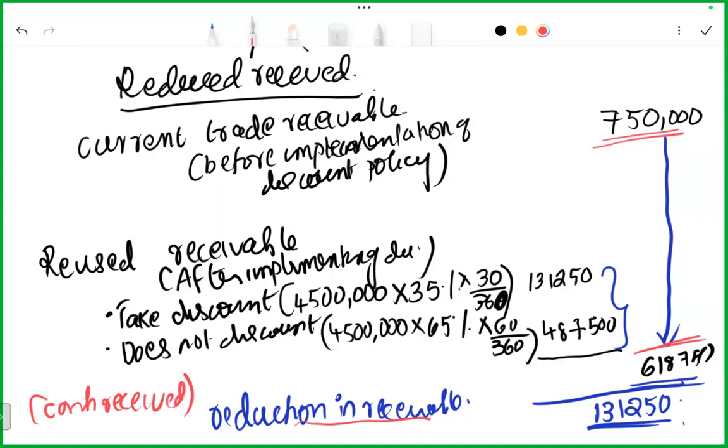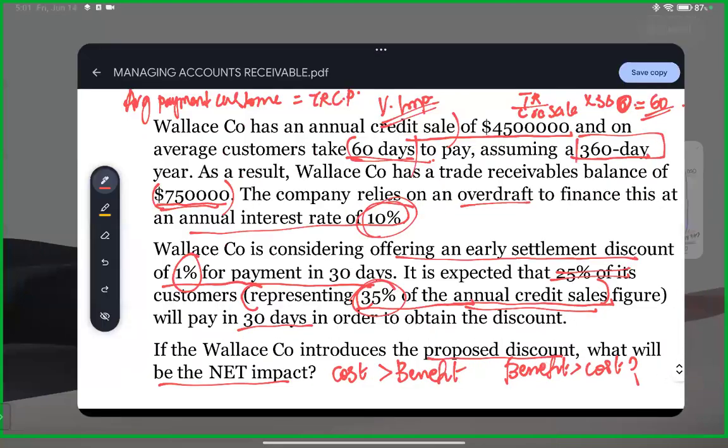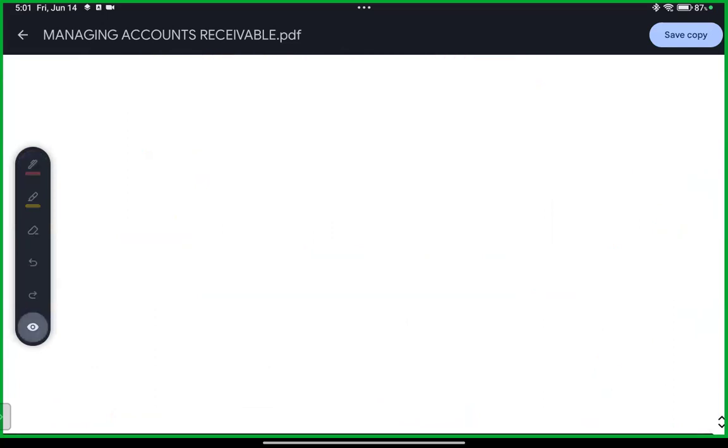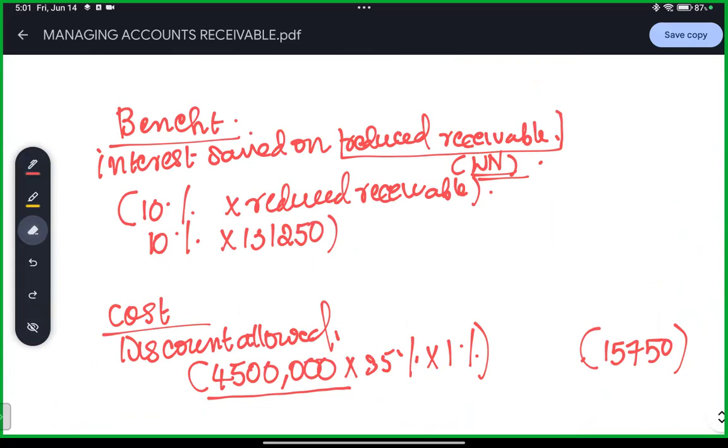So imagine if you receive 131,250, you have cash with you. You don't have to go to the bank. You don't have to pay an interest. So you are saving interest of 10% on this 131,250. So the benefit you have here is 10% into 131,250. So the benefit is 13,125.